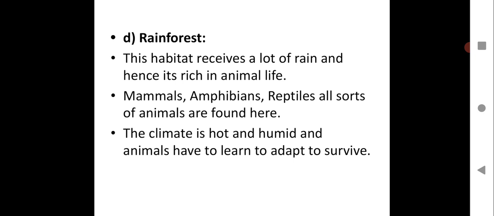The climate is hot and humid, and animals have to learn to adapt to survive. So in the rainforest the climate is hot and humid, but the animals over here are well adapted to this habitat and they survive.